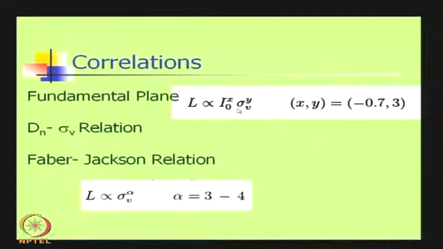From there you can find that such relations should exist, and these are observationally found. So, they allow us to determine either the luminosity or the diameter of the galaxy from measured quantities.